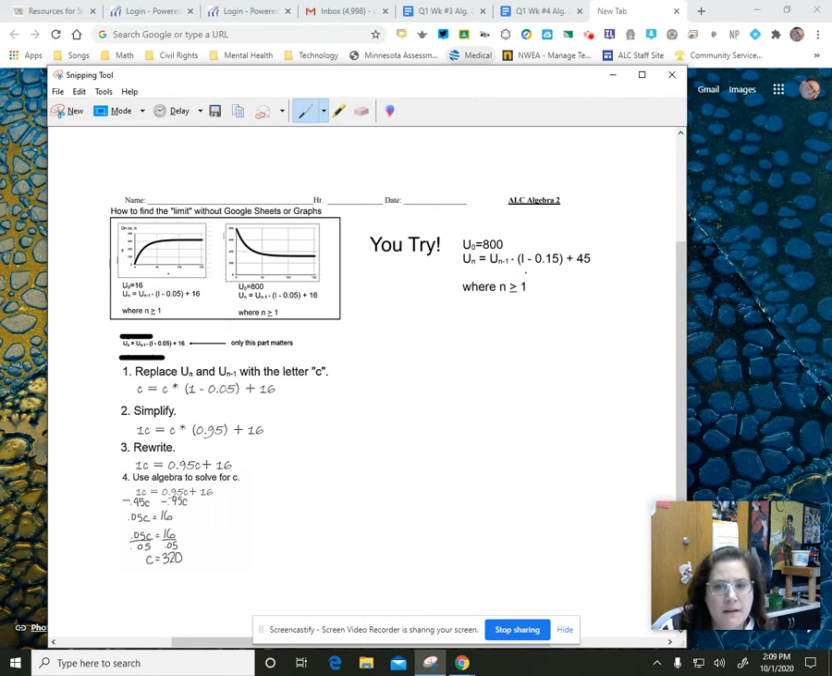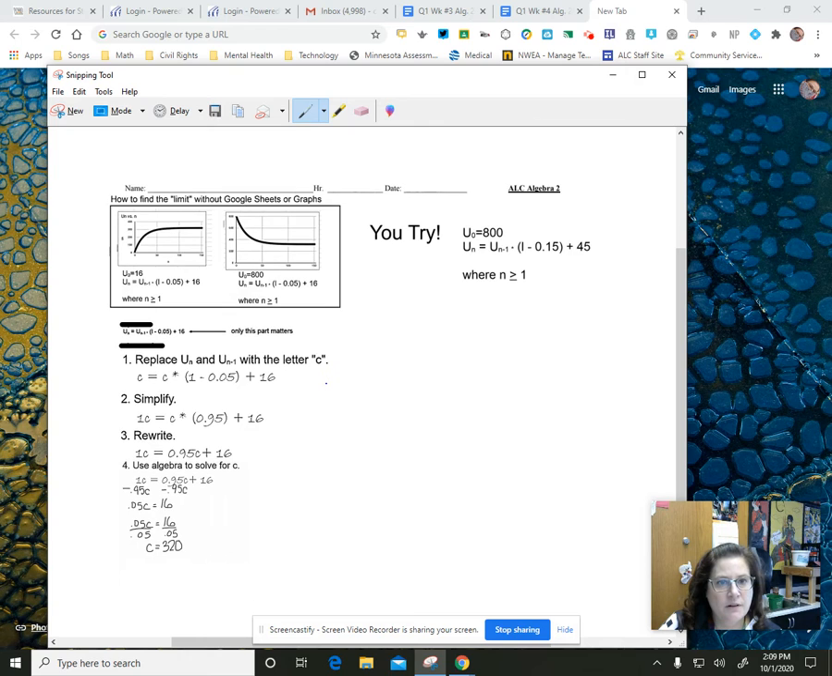So this video is to help you out with how to find what we call the limit in my little math world of an equation. What we discovered is that whether it started at 16 or it started at 800, the graph seemed to center at 320. So this is an example of how that worked.